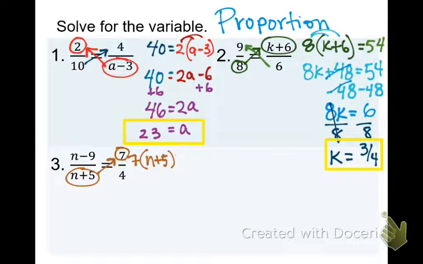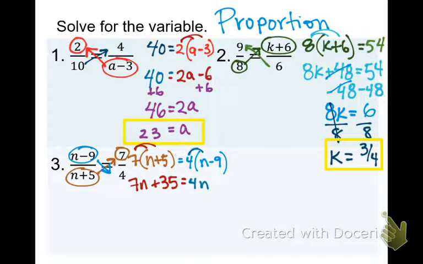We're going to do the same thing the other direction. N minus 9 times 4. I'm going to say 4 times n minus 9. It's just a little prettier to look at. We're going to distribute on both sides. So on the left, we'll have 7n. What's 7 times 5? 35. On the right, we have 4n. What's 4 times negative 9?